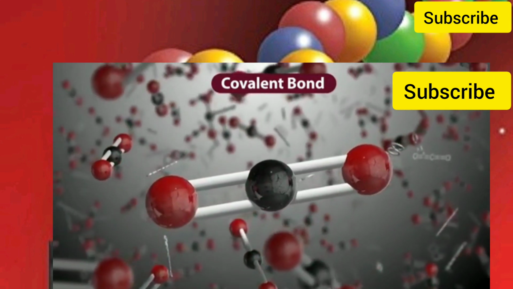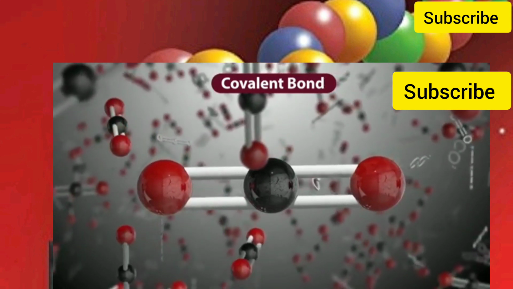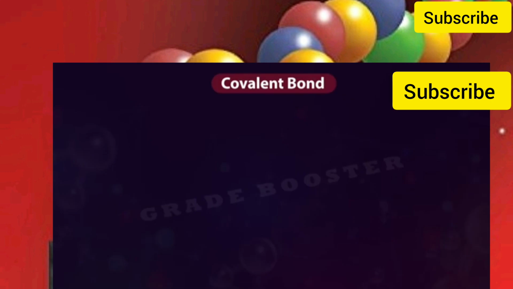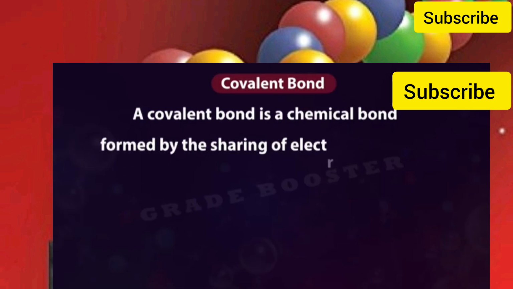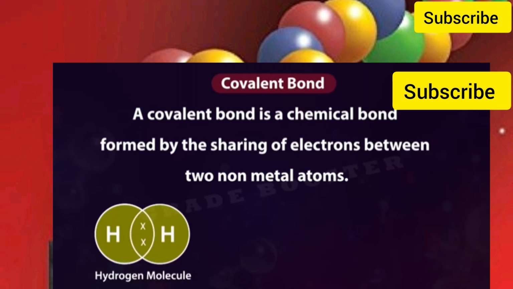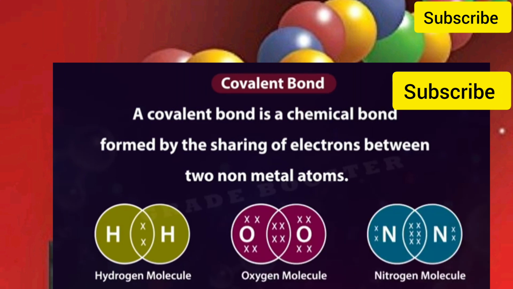Before we see the covalent bond in carbon compounds, first study the covalent bond formation in hydrogen, in oxygen and in nitrogen molecules. Covalent bond. A covalent bond is a chemical bond formed by the sharing of electrons between two nonmetal atoms. Let us see covalent bonds in hydrogen, oxygen and in nitrogen molecules.